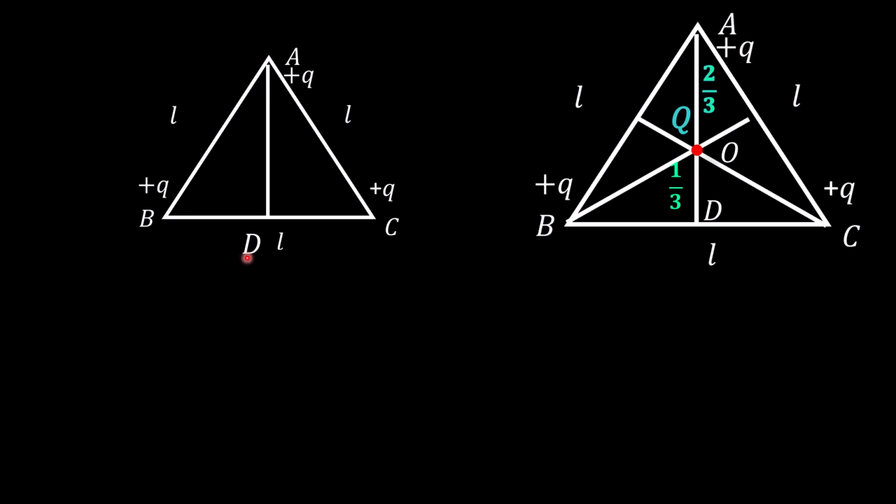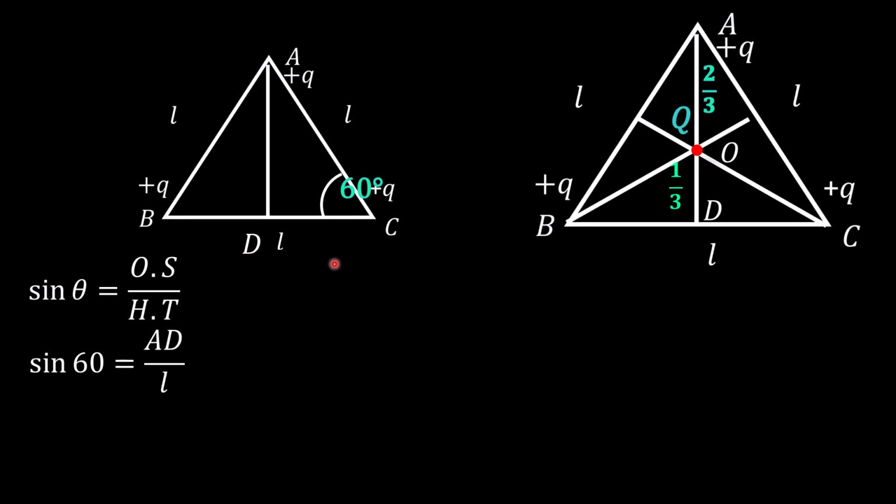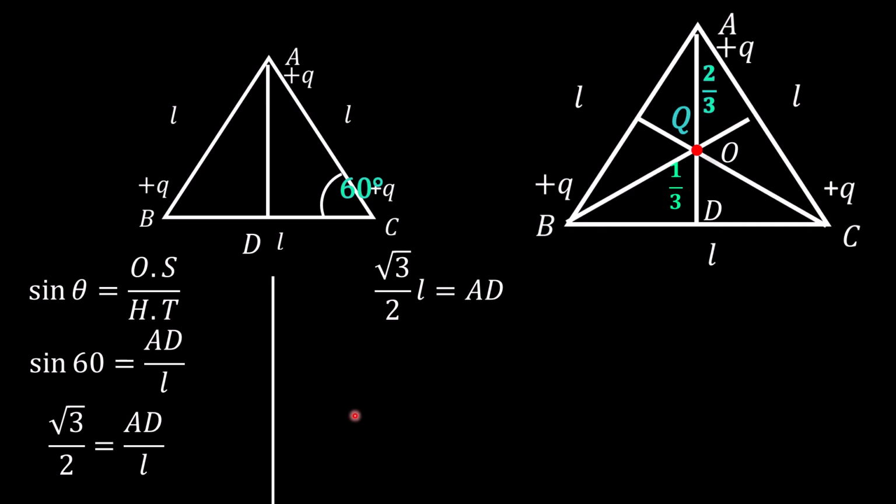Then we find out the AO distance. O is the centroid and AD is the median. In an equilateral triangle, the centroid divides the median in the ratio 2:1. To find the AO distance, first we need to find the AD distance. Using the trigonometric ratio, we calculate AD. Sin theta is equal to opposite side by hypotenuse. The opposite side is AD and the hypotenuse is L. Theta value is 60 degrees. Sin 60 value is root 3 by 2. So we get AD equal to root 3 by 2 into L.